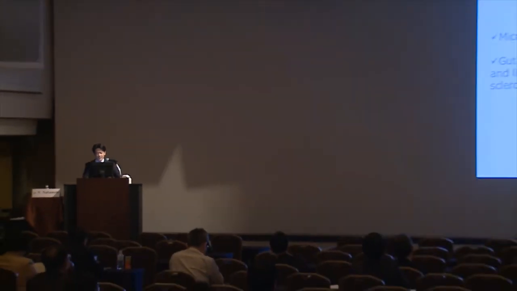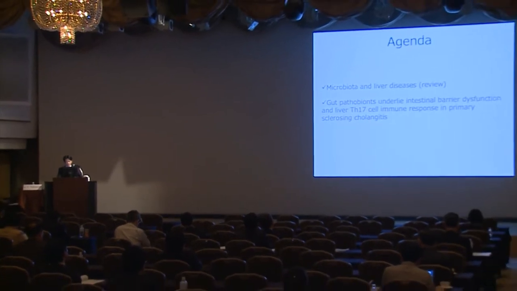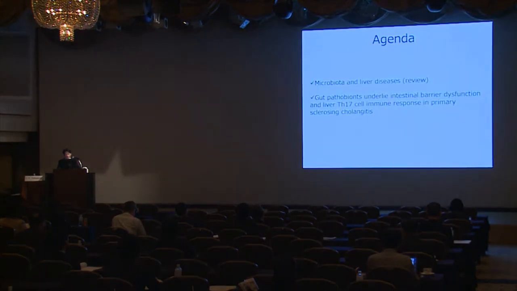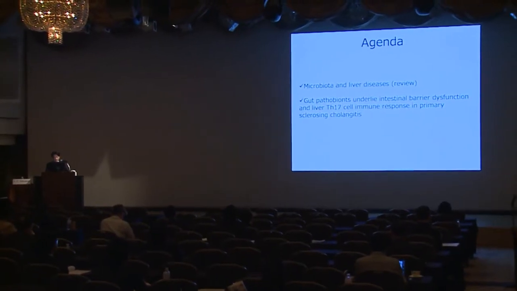So this is the agenda of my today's talk. In the first part, I will review the recent topic about microbiota and liver disease. And in the second part, I'd like to present our recent work entitled Gut Pathobionts Underlie Intestinal Barrier Dysfunction and Liver Th17 Cell Immune Response in Primary Sclerosing Cholangitis.